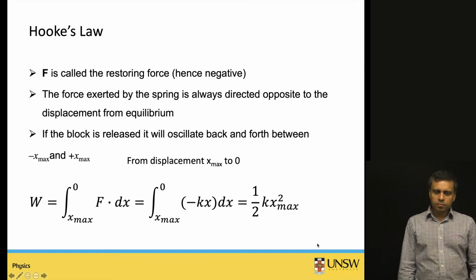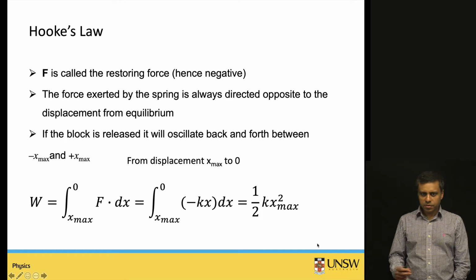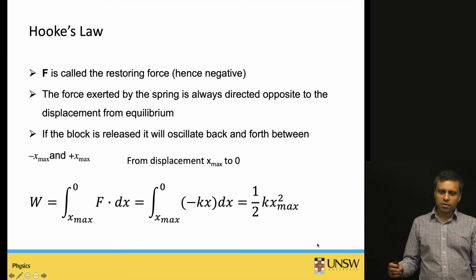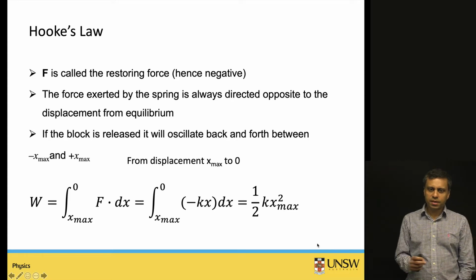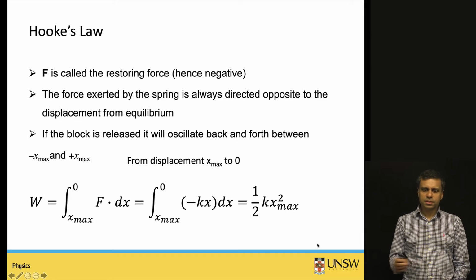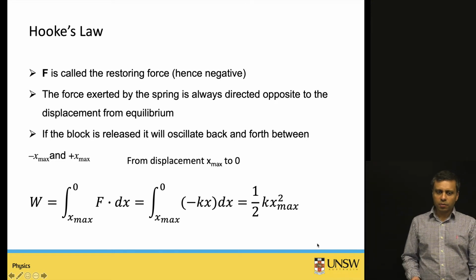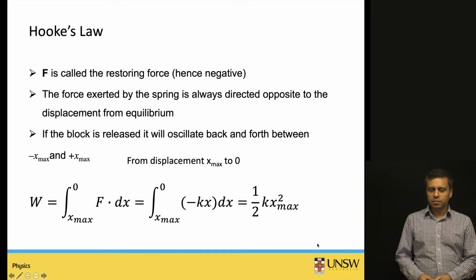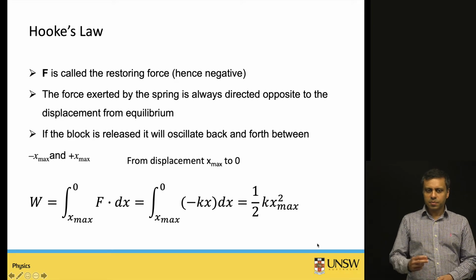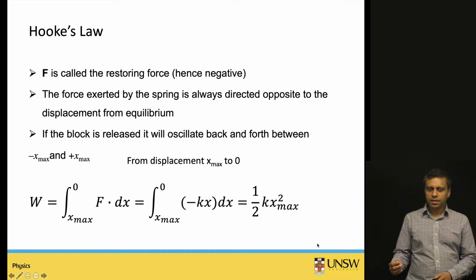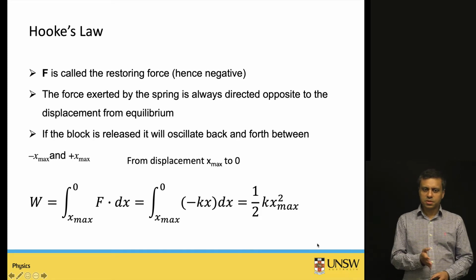So if you pull the object to a certain maximum position and release it, the object begins to oscillate back and forth. The spring gets stretched and compressed, and the object keeps oscillating back and forth. So let us work out an expression for work in this case. For example, if I stretch the spring, pull the object to the right, and then release it, the spring takes it back to its rest position.